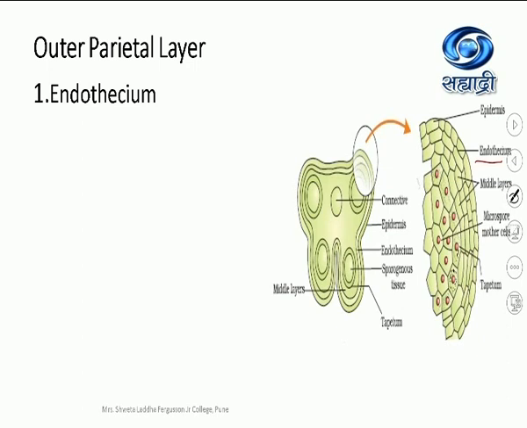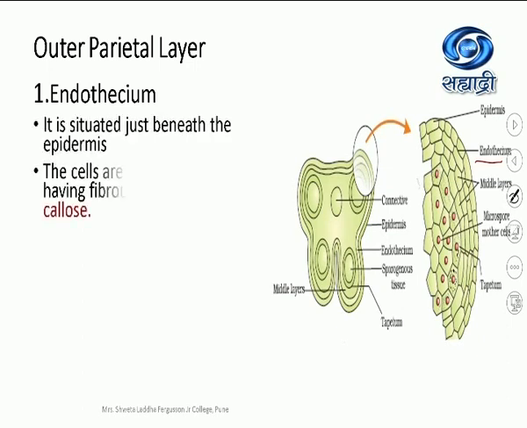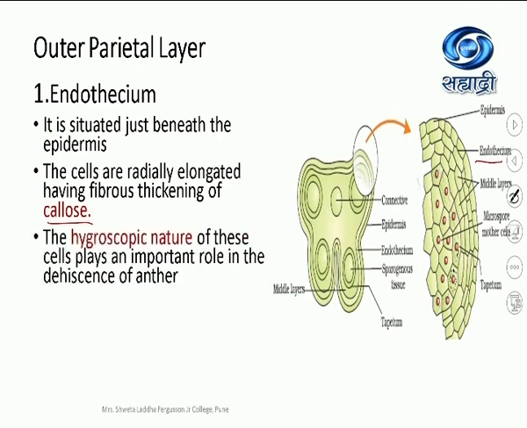Look at the diagram, endothecium. Next to the epidermis lies the endothecium, just beneath the epidermis. Cells are radially elongated along the radius, and they have a fibrous, thickened covering, which is made up of a carbohydrate, callose. This is important, it can be asked for one line or MCQ. The endothecium cells are thickened because of deposition of callose. They are hygroscopic in nature. Hygroscopic means what? They are water loving. They absorb moisture, and therefore they play a very important role in dehiscence of the anther.